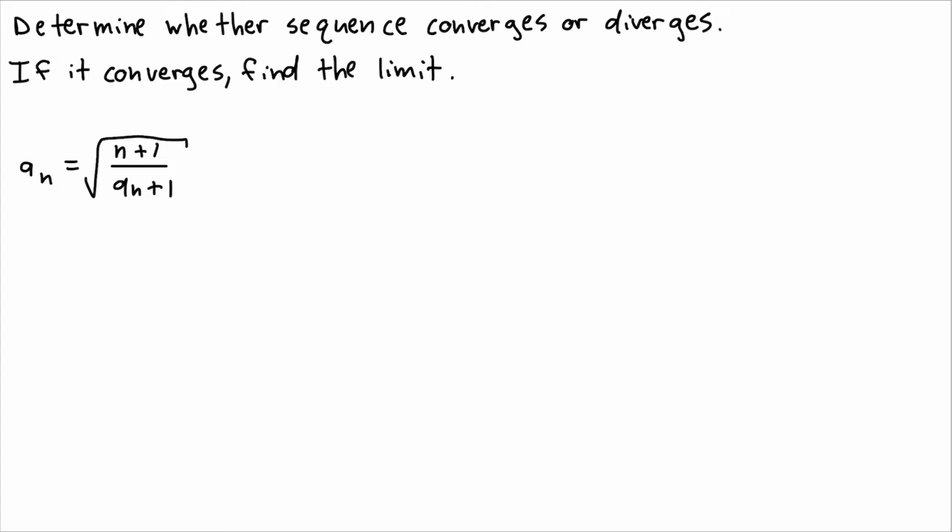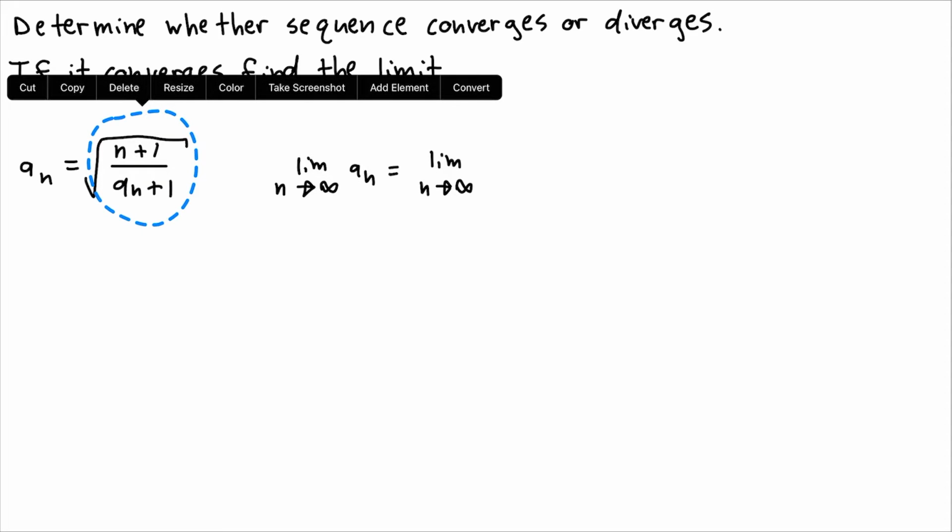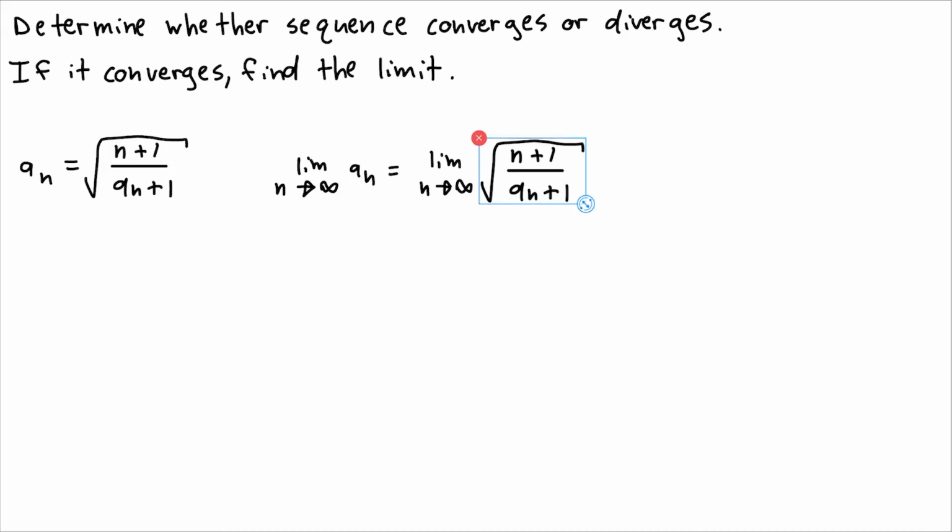Now, what you'll notice is we can actually take the limit of this, and that will give us more insight as to whether or not this converges or diverges. So let's go ahead and do that. We'll take, as n approaches infinity, the limit of a sub n, which is the same as the limit as n approaches infinity of this big piece right here, the square root of n plus 1 over 9n plus 1.